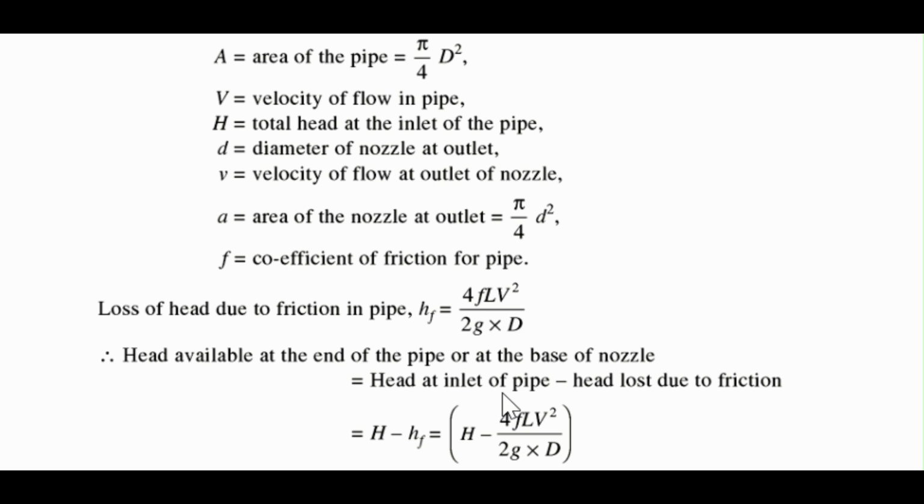But when the fluid flows through pipes or whatever medium, there will be some loss due to friction, so we won't get the actual head. The remaining head is H minus HF, and HF is the head loss due to friction in the pipe. It is given by the Darcy-Weisbach equation, that is 4 F L V square by D into 2G, or you can write F L V square by 2G into D. Both are the same for the Darcy-Weisbach equation.